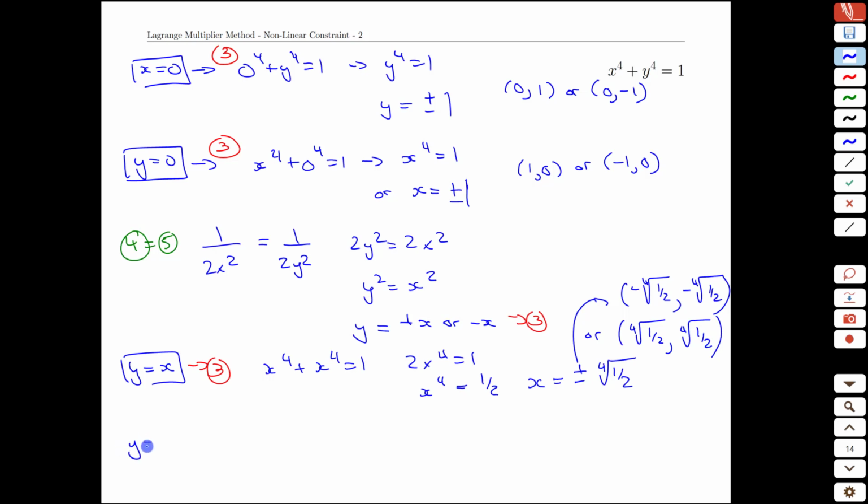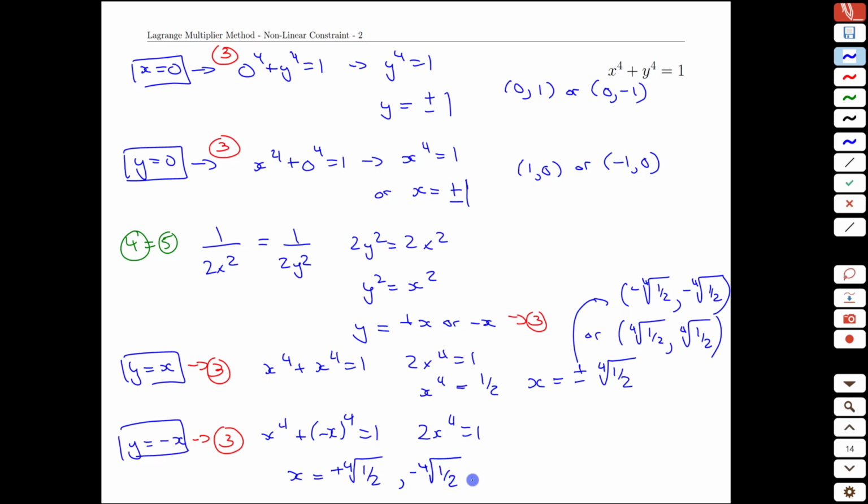Last but not least, we have y equals negative x. Sub that into 3, we're going to see something almost the same, because we'll have x to the 4 plus negative x all to the power 4 equals 1. When we take the fourth power, the sign disappears. So we actually end up with exactly the same equation we did before, and that's going to give us the same solutions. Positive the fourth root of 1/2, and negative the fourth root of 1/2.